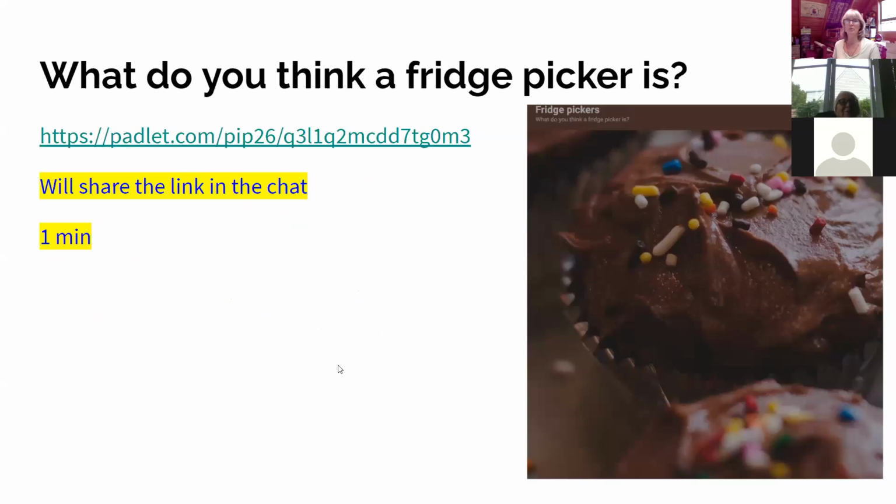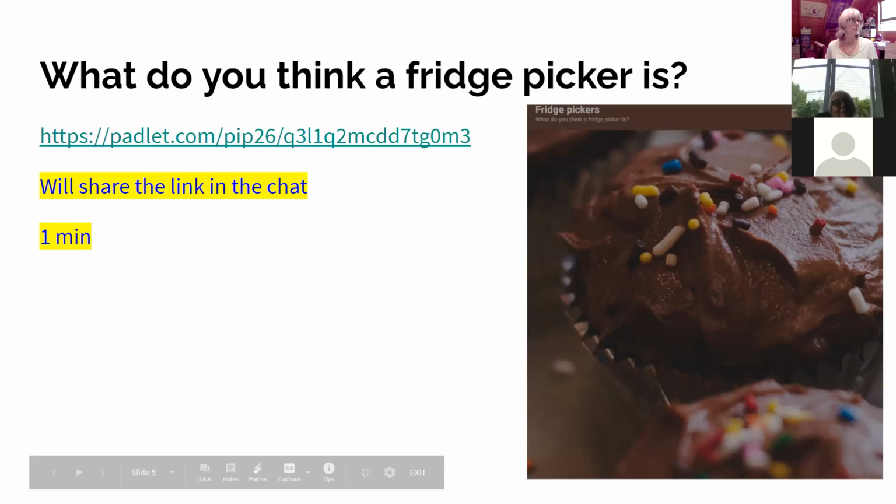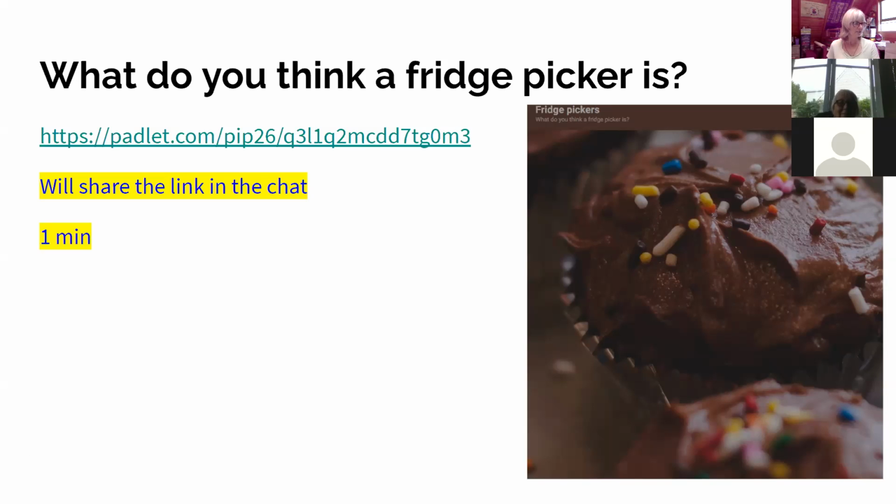So in a moment, I'm going to share this link in the chat. I just want you to go into the Padlet and write what you think a fridge picker is. So I'm just going to grab that link. Oh, what's covering things? I'm going to drop it into the chat. Now, I'm going to give you a minute, so I'm going to stop my screen share, and I would like you to go and put some things in there about what you think a fridge picker is. All right, there you go. You can click on the link and go in and put some thoughts in there.